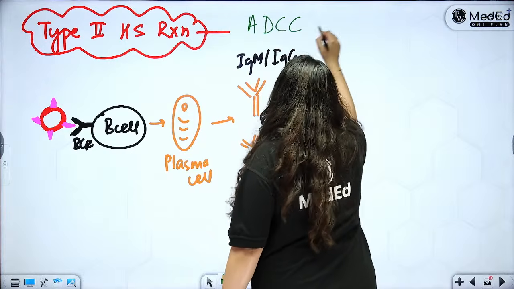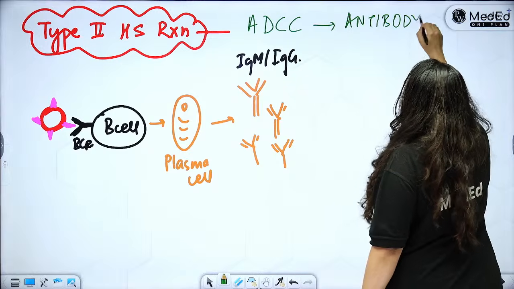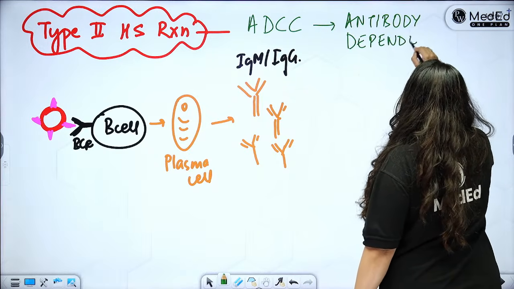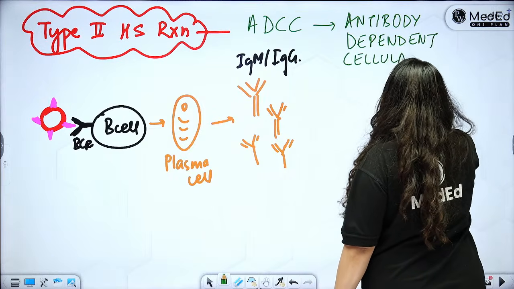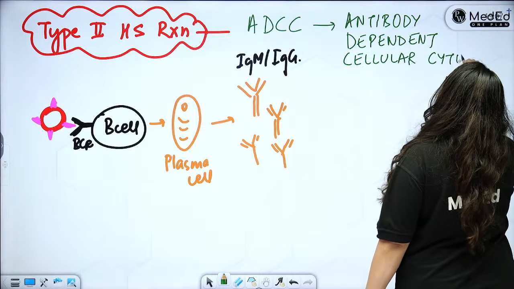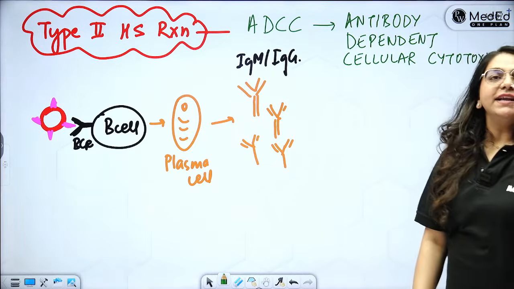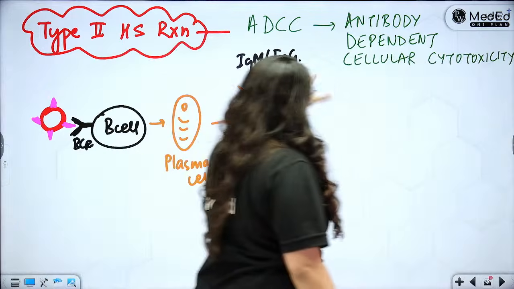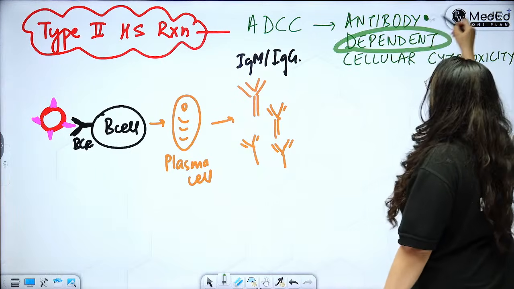ADCC. What is the full form? Antibody dependent cellular cytotoxicity. Meaning the whole process is dependent on an antibody.